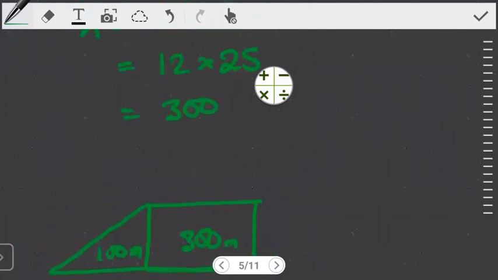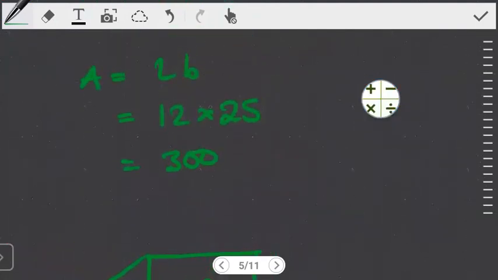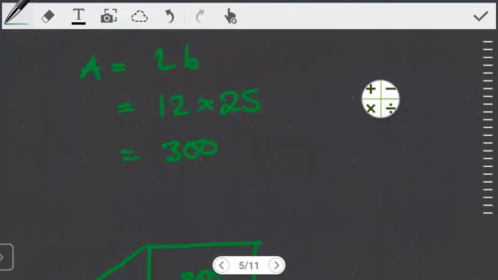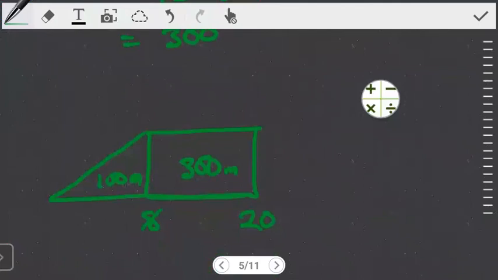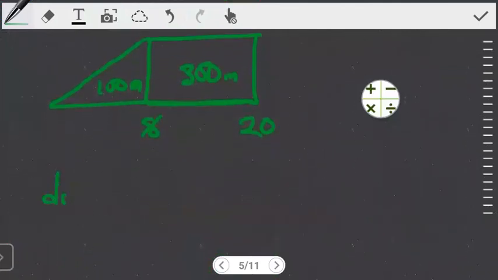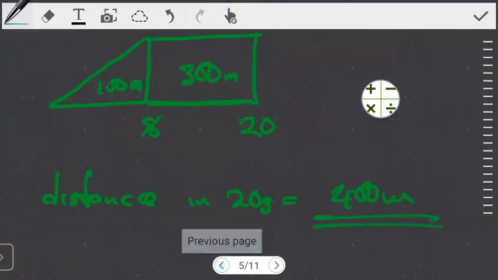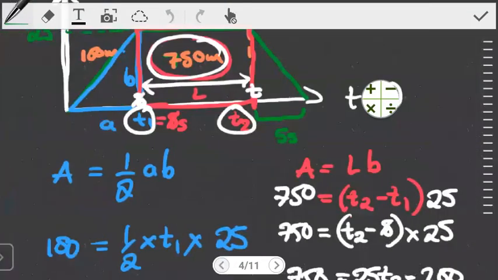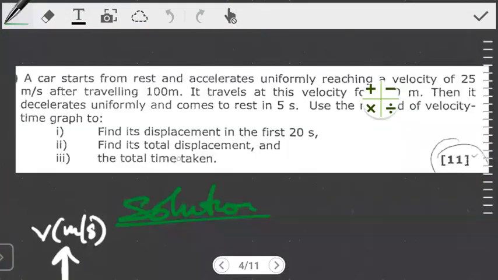Remember, when we're getting the 300, we're calculating it as the area under the graph, and we know this is what gives us the distance moved. So you add this to the first 100, so that the distance moved in the first 20 seconds is equal to 400 meters. With that, we can now move on to the next part, find its total displacement.